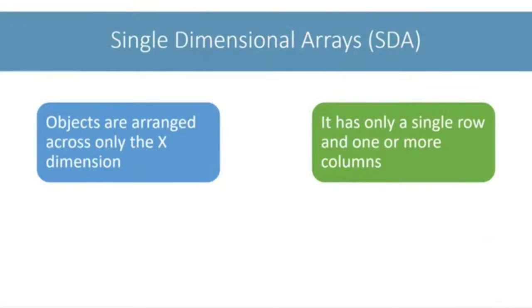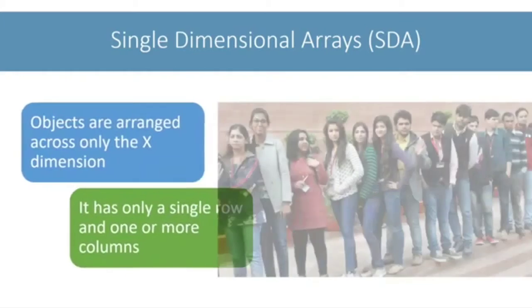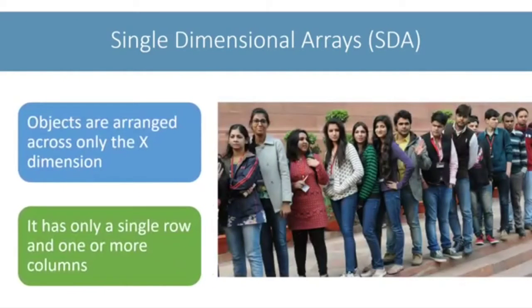In a single-dimensional array, items are arranged across only the x dimension. So a single-dimensional array has only a single row and one or more columns. A good example of a single-dimensional array is a queue of people. It has just one row and each person in the queue can be considered as a column. ICSE Computer Applications syllabus includes only single and double dimensional arrays. So we will limit our discussion to only these two types of arrays in this course.